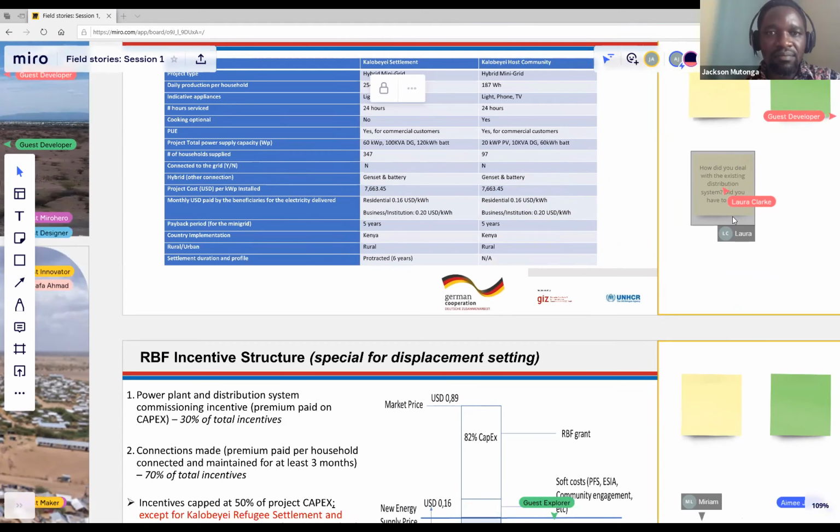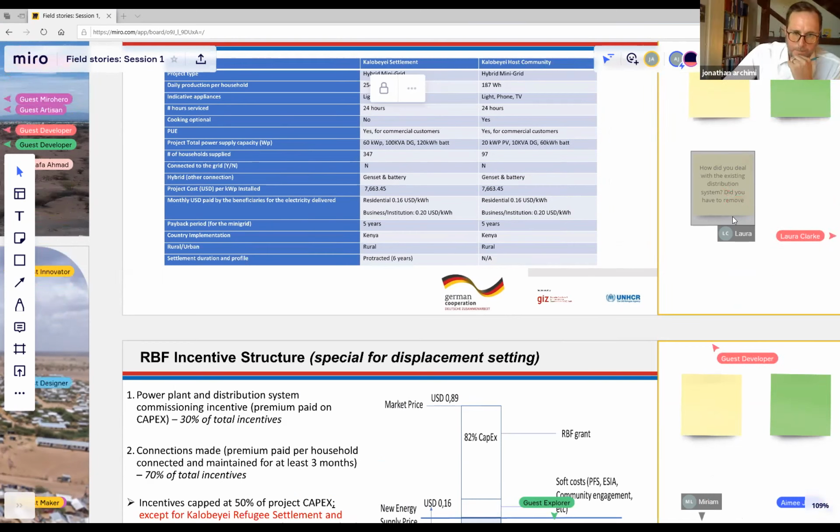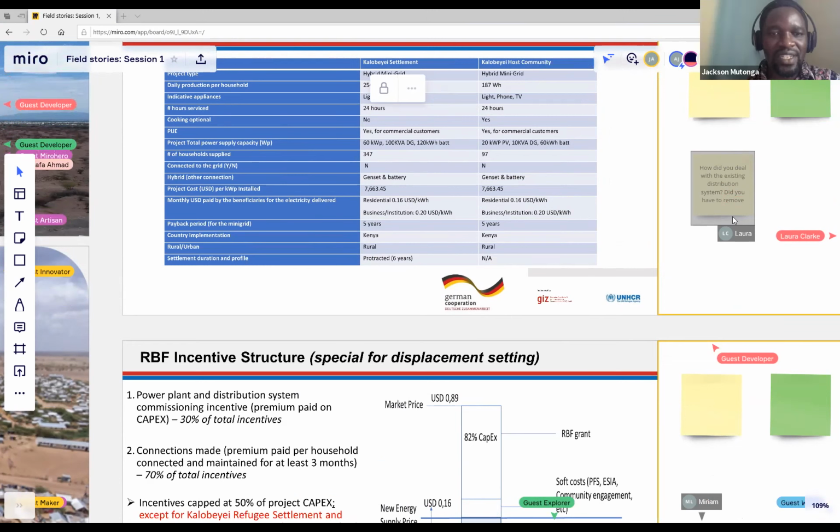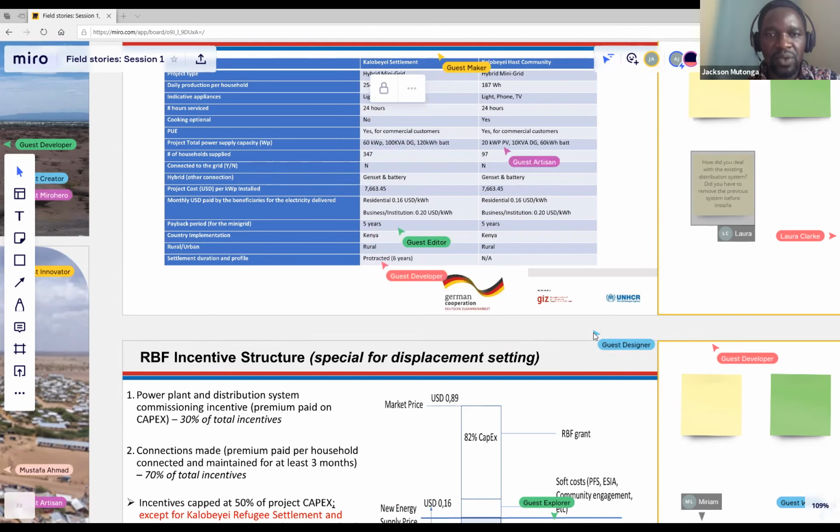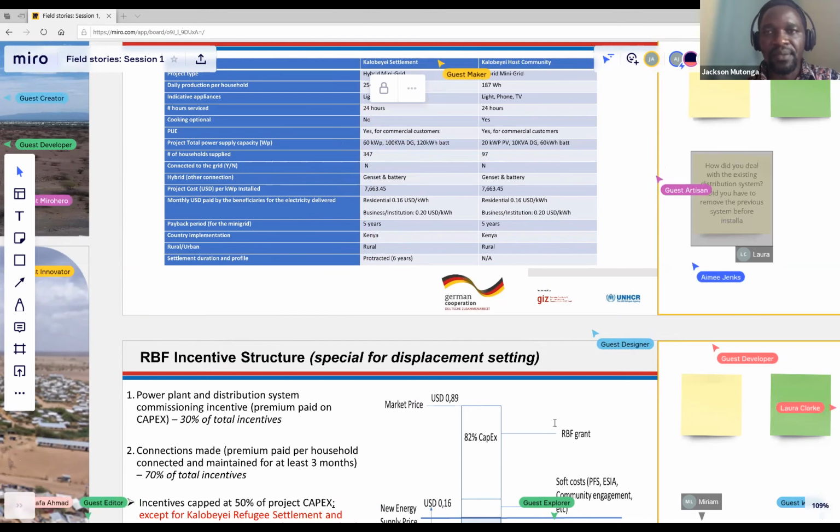Jonathan, if I can just add, yes, those are the number of household clients connected already to the mini grids. In addition, we have businesses and social institutions connected. For example, in the settlement mini grid, we have around 131 businesses and 11 institutions, while in the host community mini grid, we have around 27 businesses and 6 institutions.